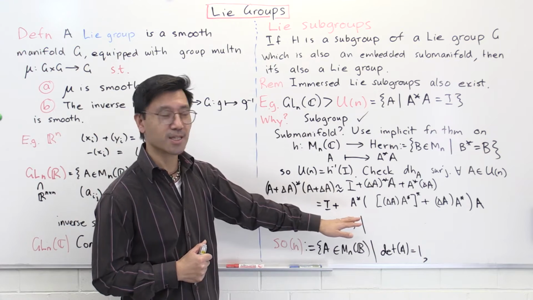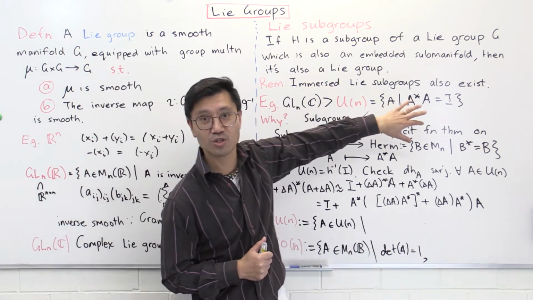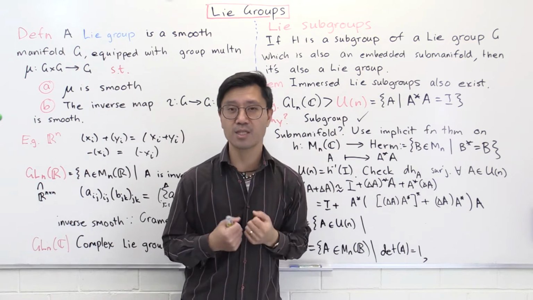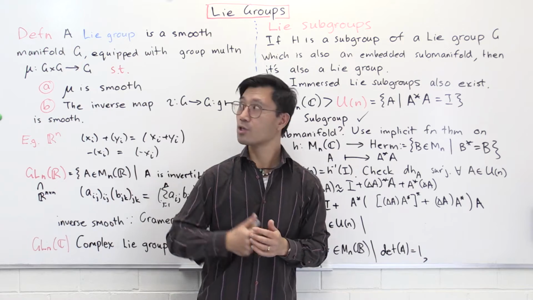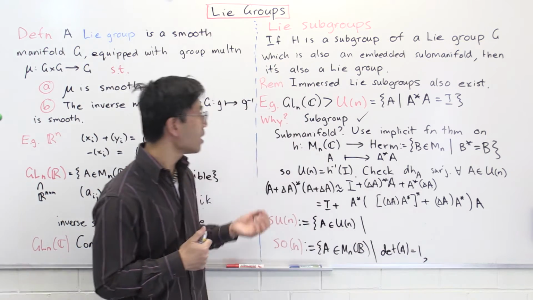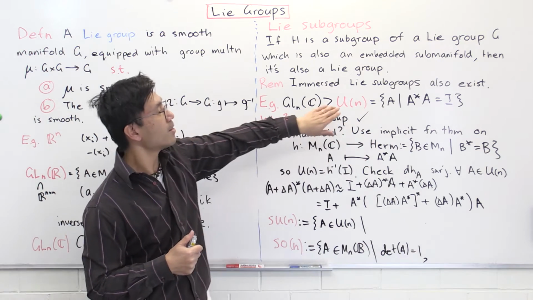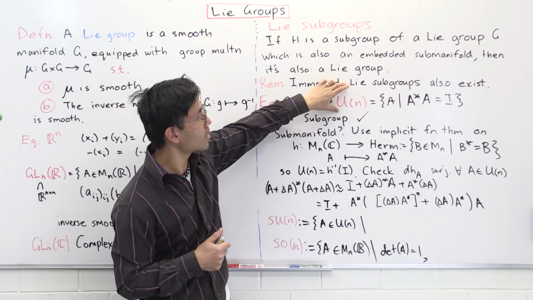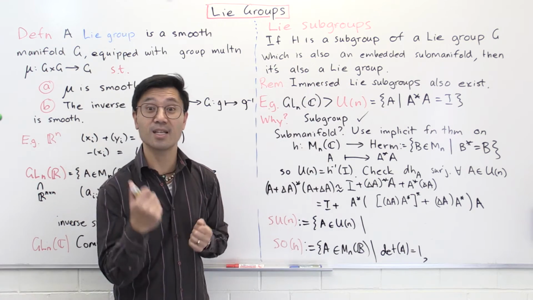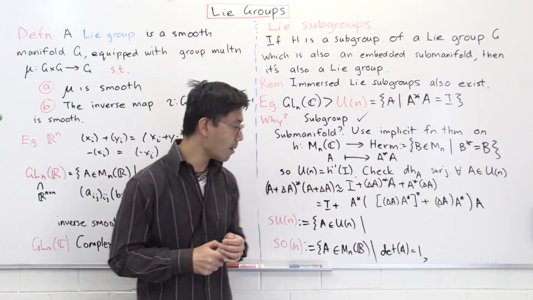I'll let you think through the details, but this is a rather interesting application of the implicit function theorem, which gives you lots of interesting examples of submanifolds. And they're interesting because they are also very useful in studying symmetry. So at the end of the day, what we've proved here, using the implicit function theorem, is that this is also an embedded submanifold, and so this is actually a Lie subgroup and hence a Lie group. Let me just give you two more very important examples.